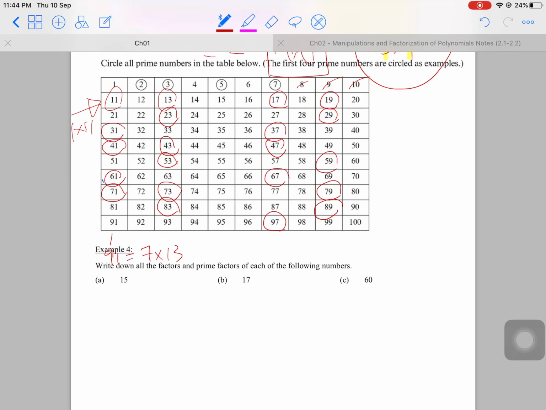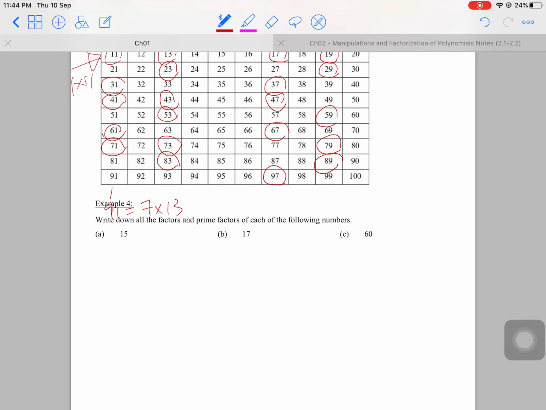For example 4, the question asks you to write down all the factors and prime factors of each of the following. I can do it in this way. Write down the factors. 15 can be equal to 1 times 15, 3 times 5, no more. Then among all the factors, if it is a prime number, that is called a prime factor. So the prime factors are 3 and 5.